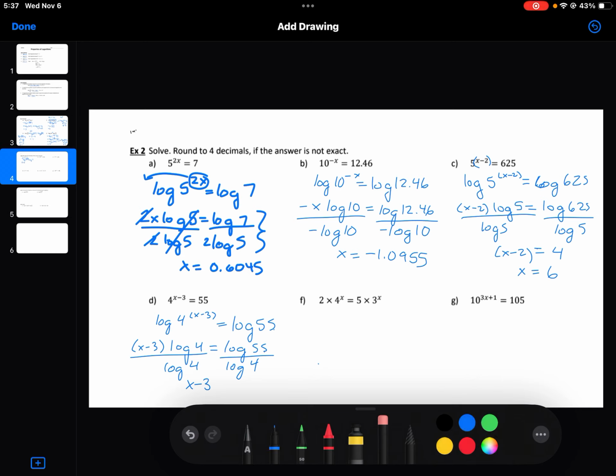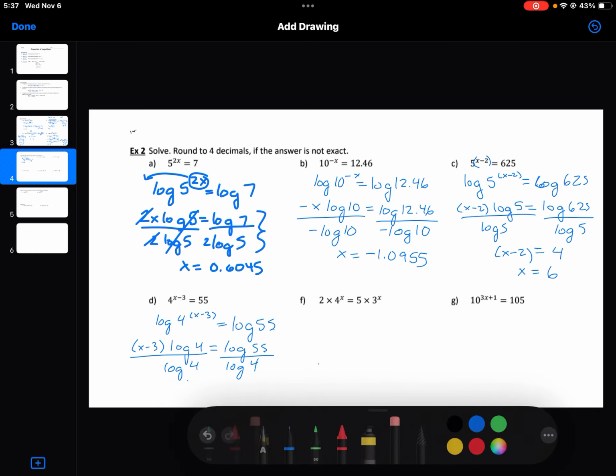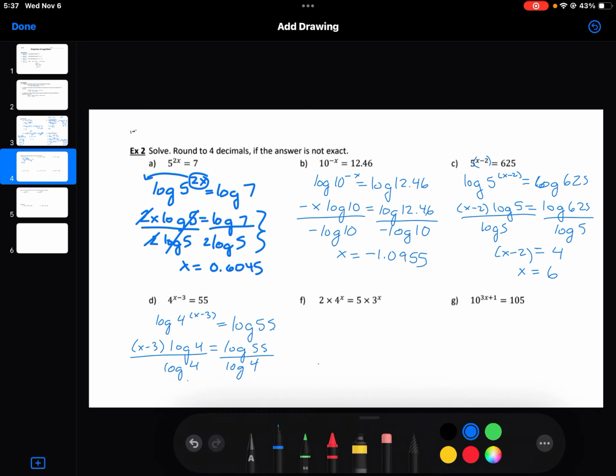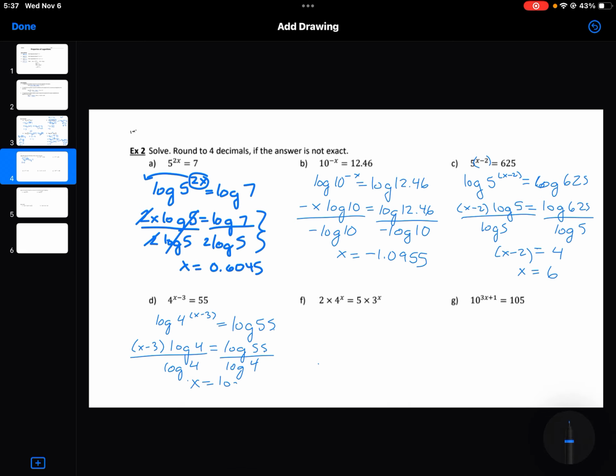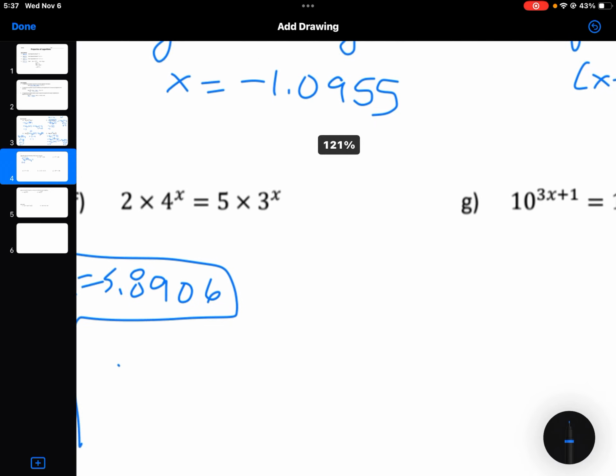Well, we'll do this all in one step so it fits. So we're going to put that into our calculator. And then we're going to say that x is log 55 over log 4 plus 3, which is going to give me x equals 5.8906. So not a nice number like the last one. Definitely need a calculator for that.